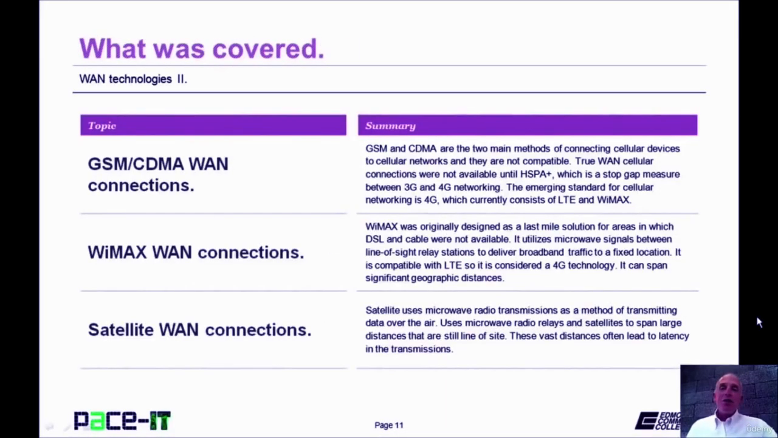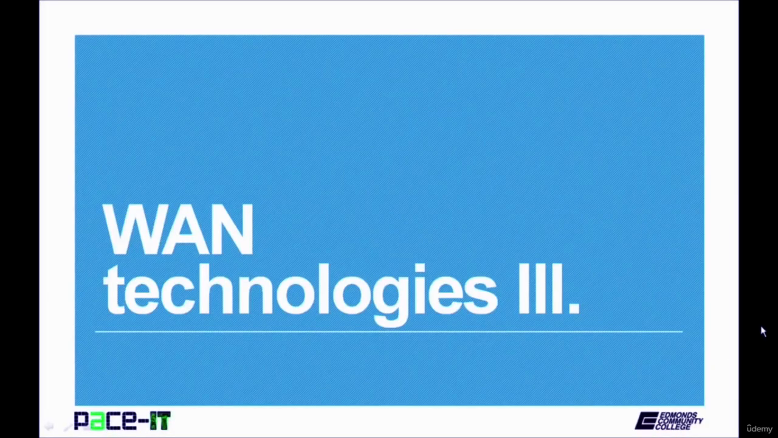Now that concludes this session on WAN Technologies Part 2. I briefly talked about GSM and CDMA WAN connections. Then I moved on to WiMAX WAN connections, and then we concluded with satellite WAN connections.